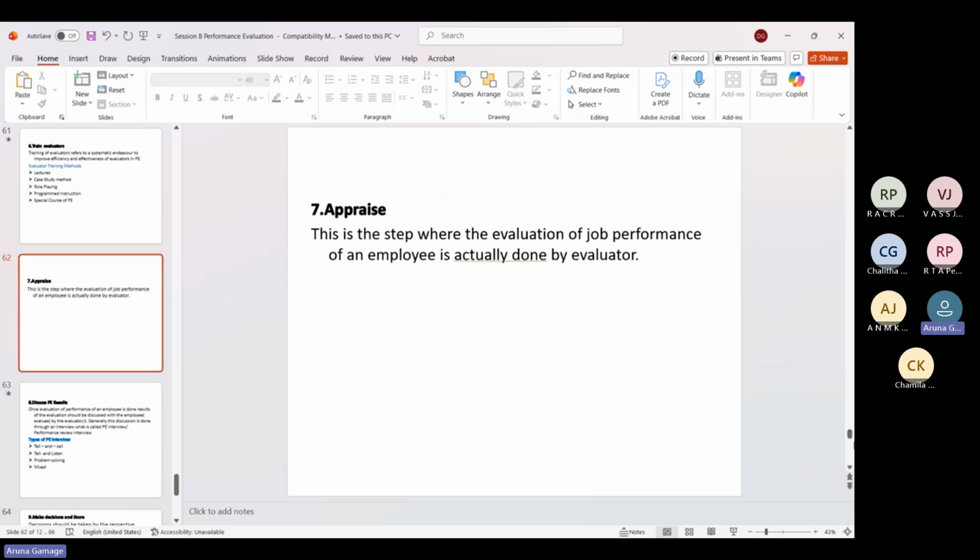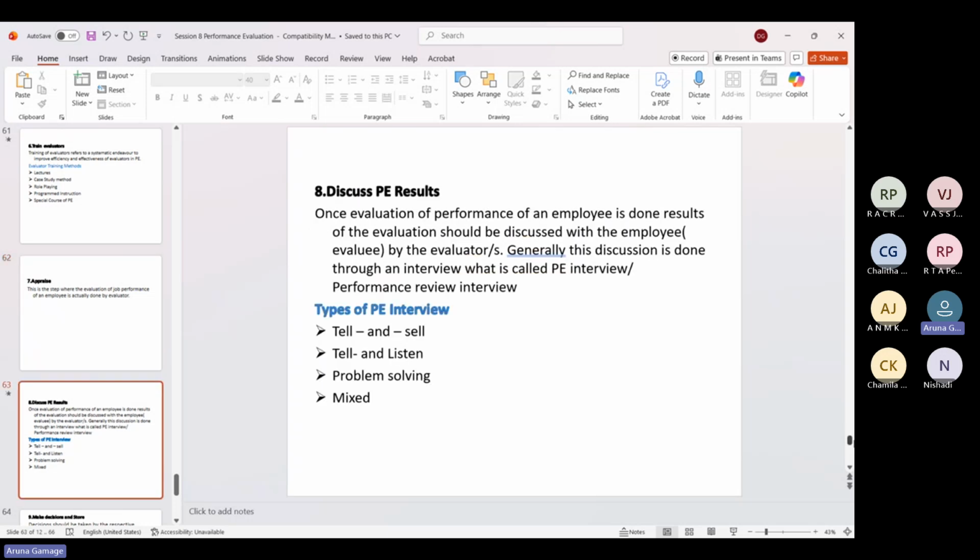Then step seven is to appraise. This is the time that evaluations are made, right? By following the instructions given, the procedures. By using that particular method, evaluations are made. So you have to check whether they are doing the evaluation as expected.